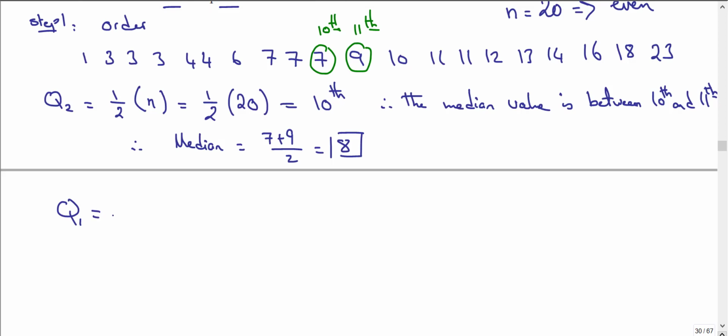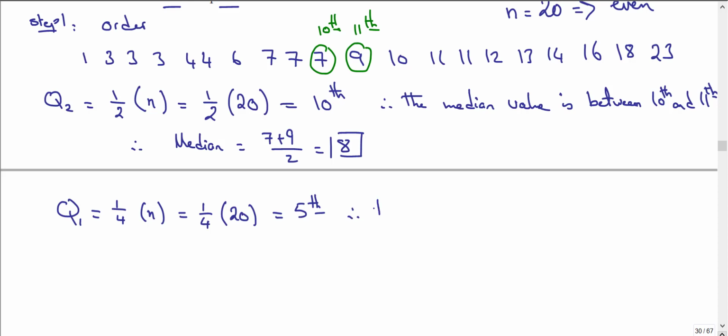Q1? Yeah. 1/4 n. Write it down. Q1 is 1/4 n. So it's 1/4 times n. N here is 20. So what's 1/4 times 20? 5. So it's at the 5th position.